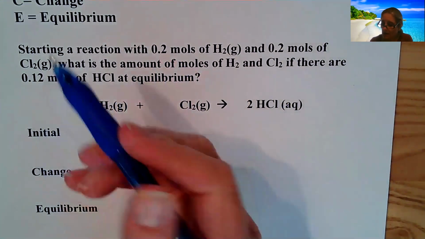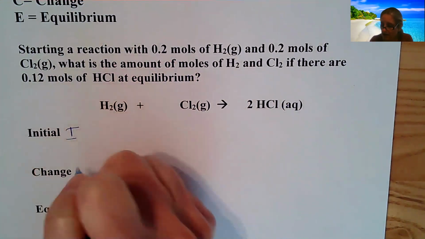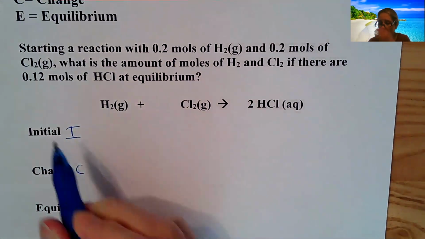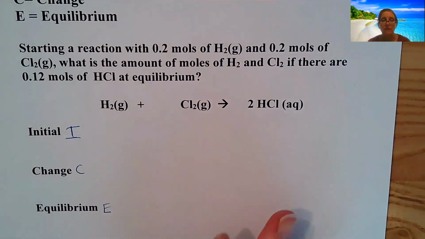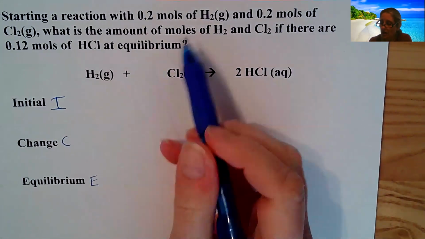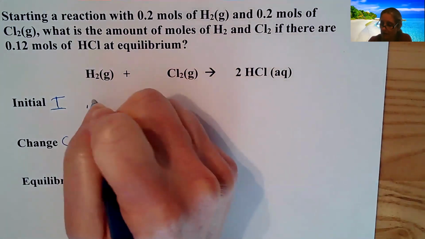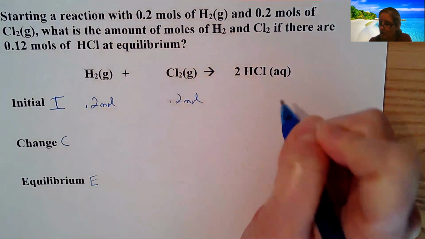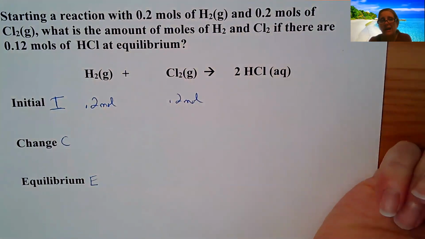So what we have is what we call an ICE chart. And so after this problem, I'm not going to show you Initial, Change, Equilibrium. I'm just going to use ICE as the acronym. So initially, how much do you have of everything? So I have 0.2 moles of H2, I have 0.2 moles of Cl2, and how much HCl do I have?